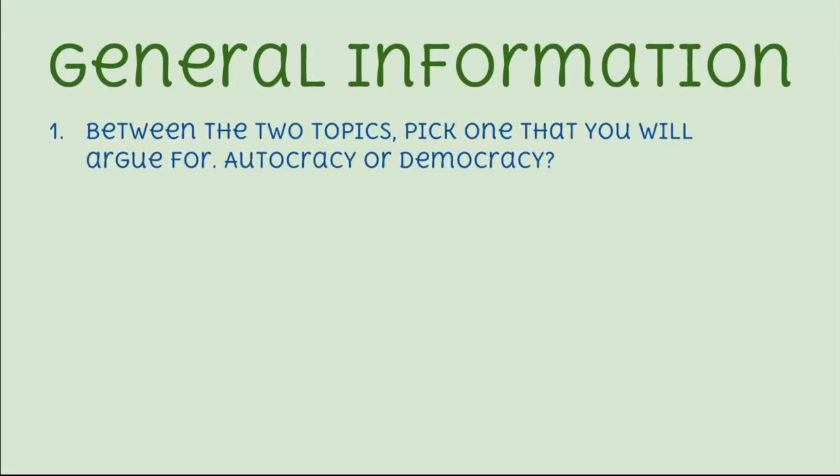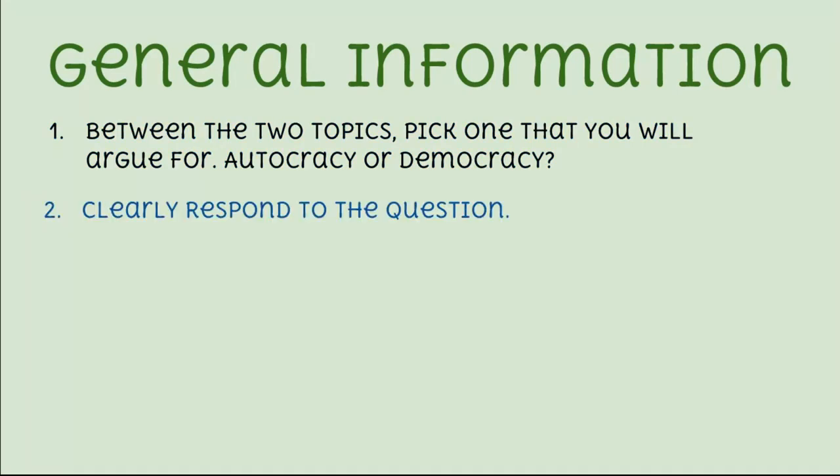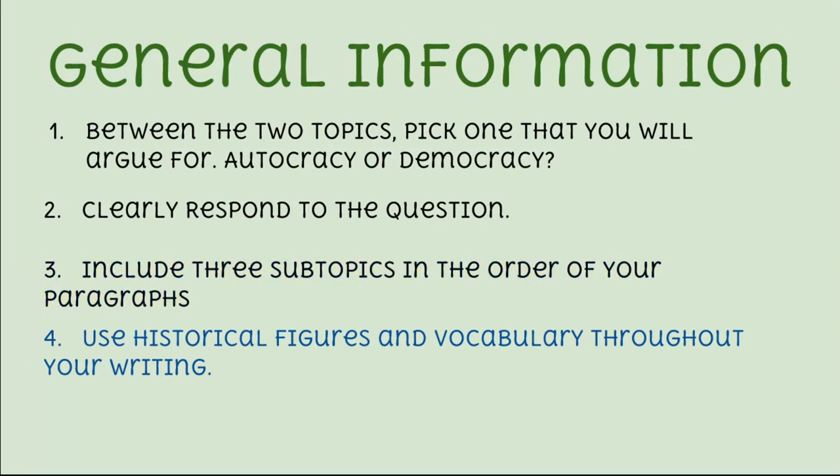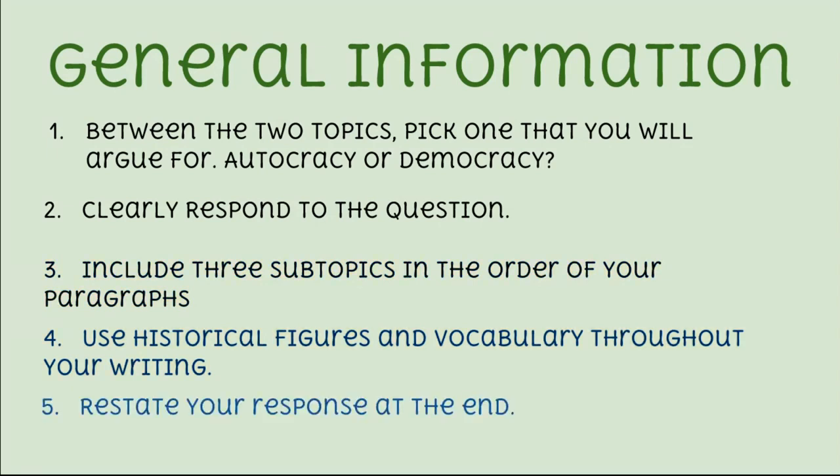Here are the basic things you need. You have to pick a topic that you will be able to back up with evidence, explain, and be able to talk about. Will you pick autocracy or democracy? Make sure you clearly answer the question and include your 3 subtopics in the order of your paragraphs. Use vocabulary and historical figures to demonstrate understanding. And at the end, make sure to restate your answer.